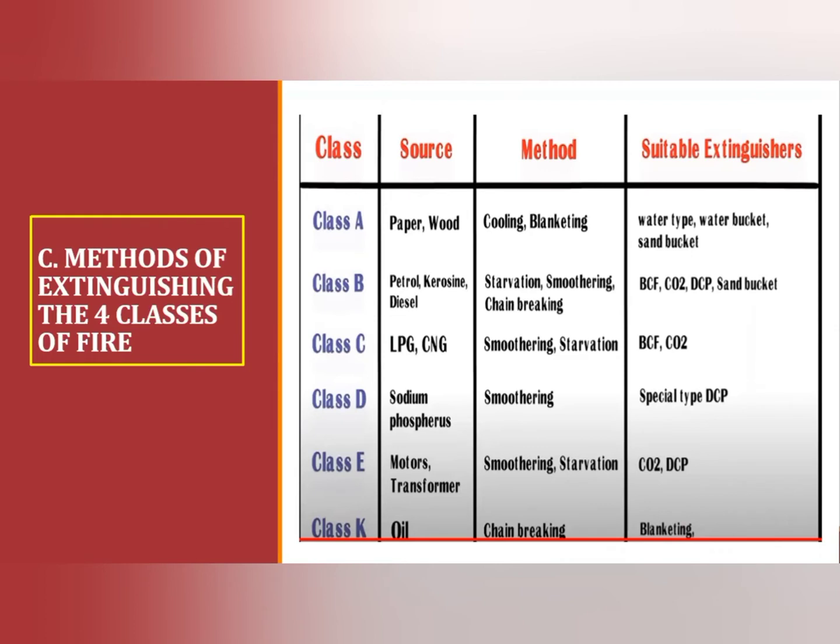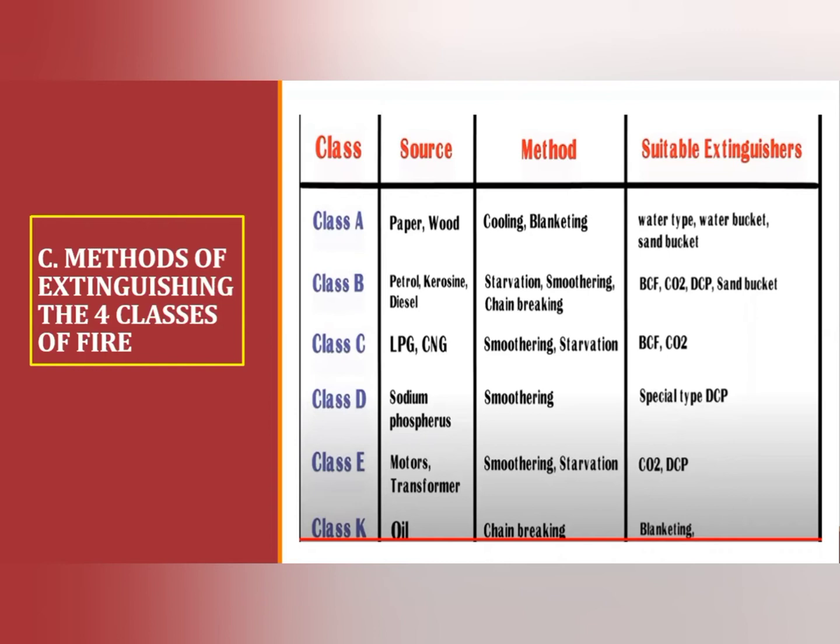So class A, this is a recap of what we had discussed. Paper, wood. If you want to know again the classification of fire, please watch again my pre-recorded discussions pertaining to classification of fire because it was clearly defined and explained. So class A, the method that you can make use of is cooling or blanketing. And what are the suitable extinguishers that you can make use of? It is the water type, water bucket, or even sand bucket.